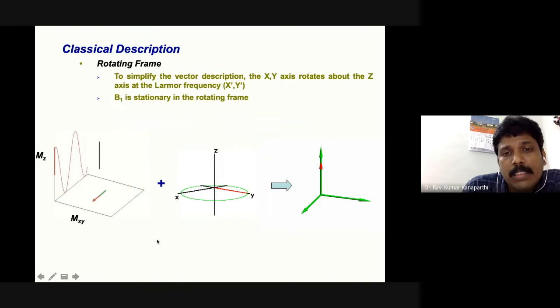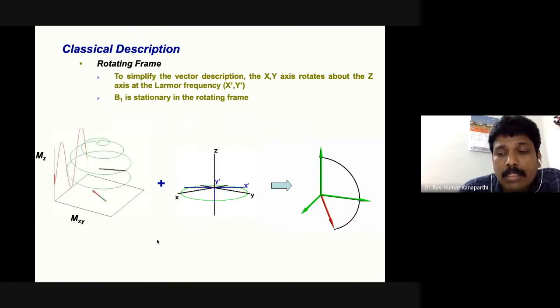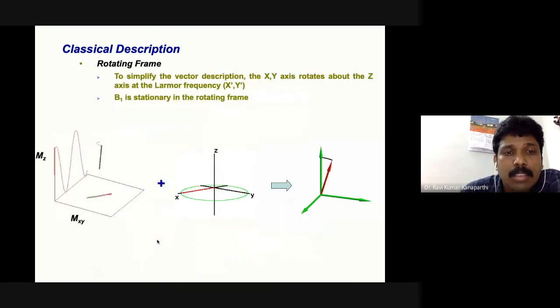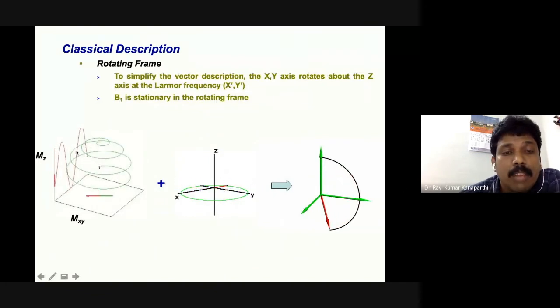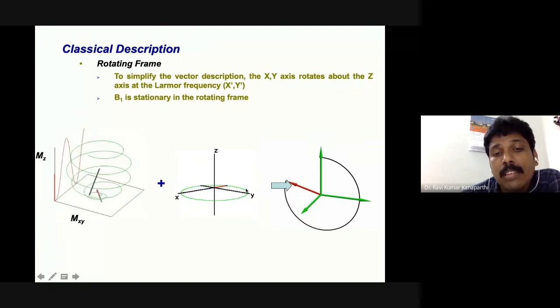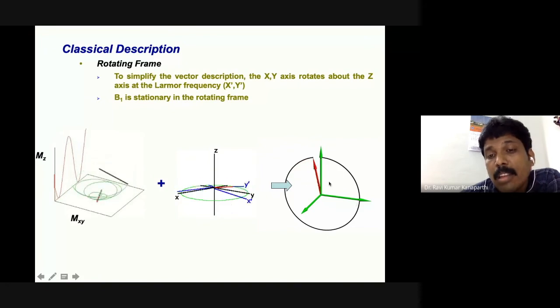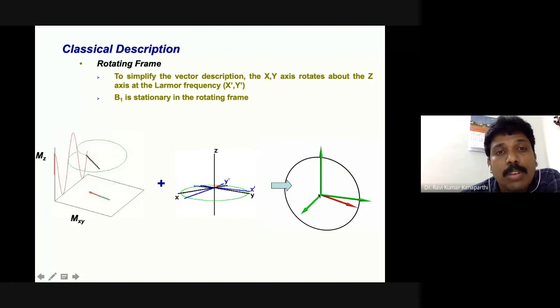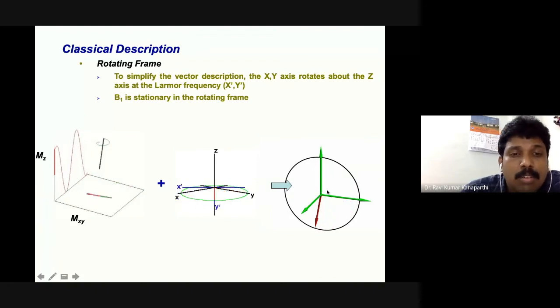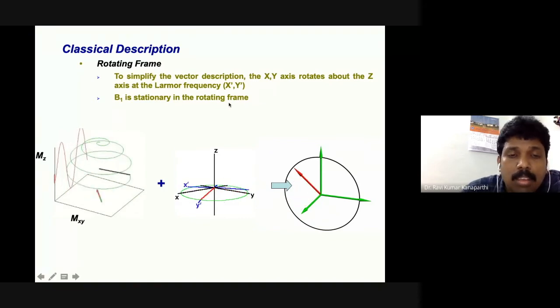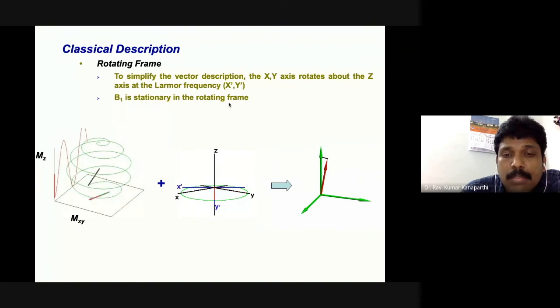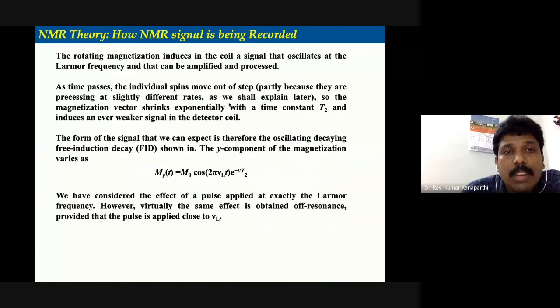So this is another way of understanding things. There are different animations. You can see here how things are going on, and how the spins are rotating accordingly. You have this rotating frame of axis, and how the net magnetization vector rotates is shown here. It is a little complicated to go through the discussion of the rotating frame of axis, but it's not necessary. What I have explained to you is sufficient to understand this.